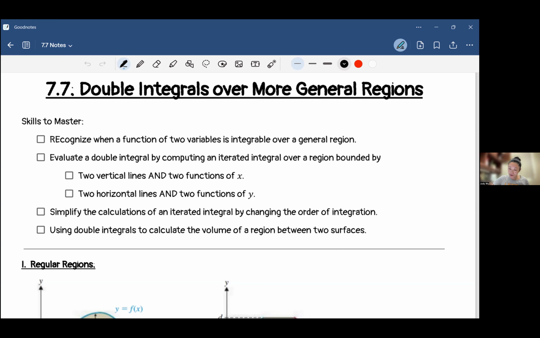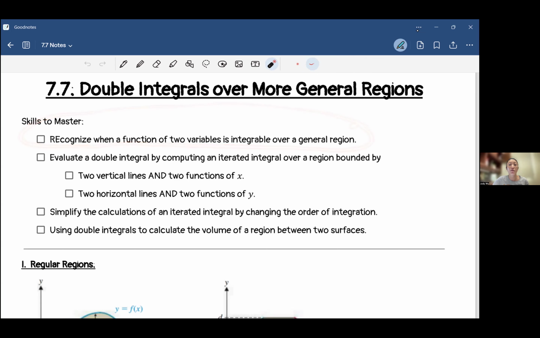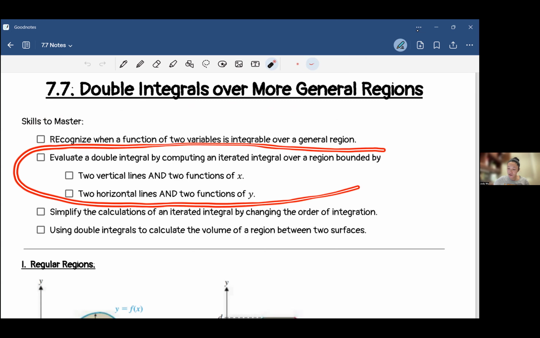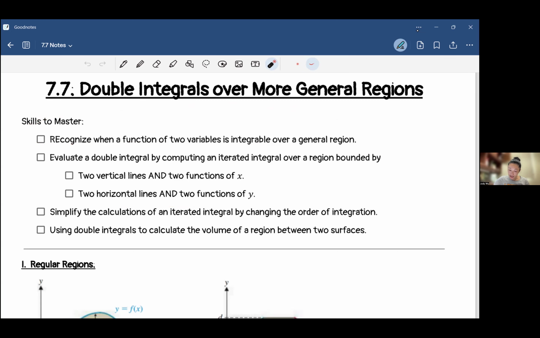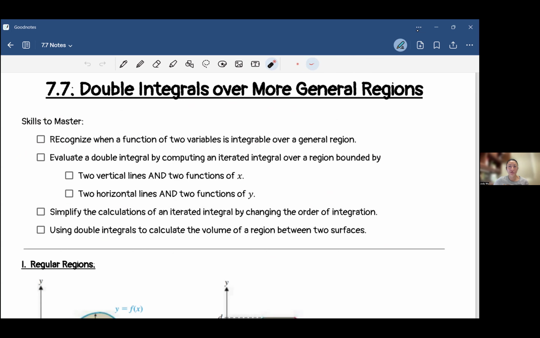All right, so a few skills we want to master here. Recognize when a function of two variables is integrable over a general region. That's really what we're going to focus on in this first video, okay? In the second one, we're going to be actually evaluating the double integrals by computing an iterated integral like we talked about last time. And in the last video, we will talk about changing the order of integration and using double integrals to find volume of a region between two surfaces.